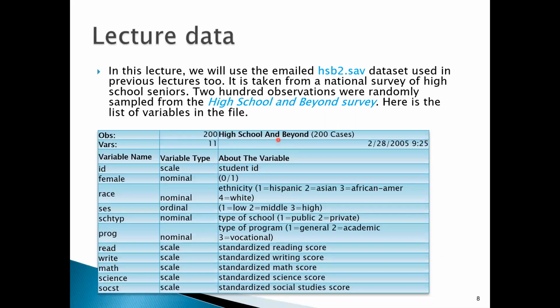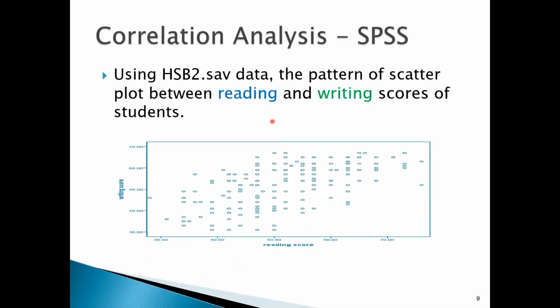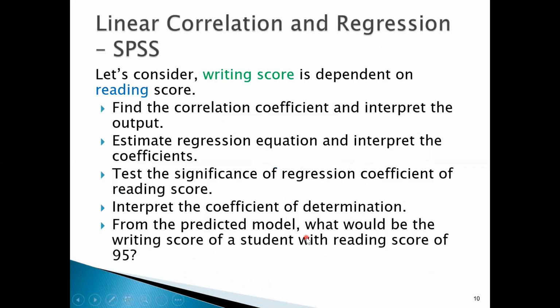In our HSB2 data, we worked on finding the correlation between reading and writing score, and we found that the writing score increases with the reading score. This time we are going to work out: if the writing score is increasing with the reading score, what will be the writing score with a 1 unit increase of the reading score? For this live video, we are finding the answer to these questions.